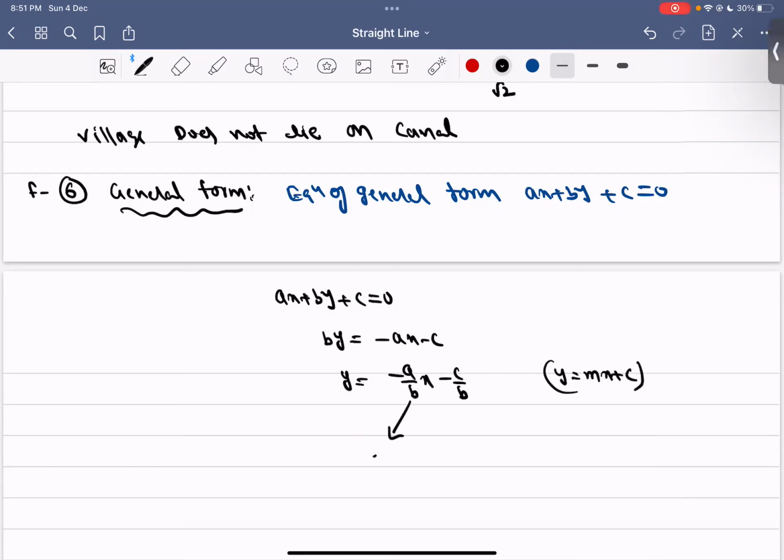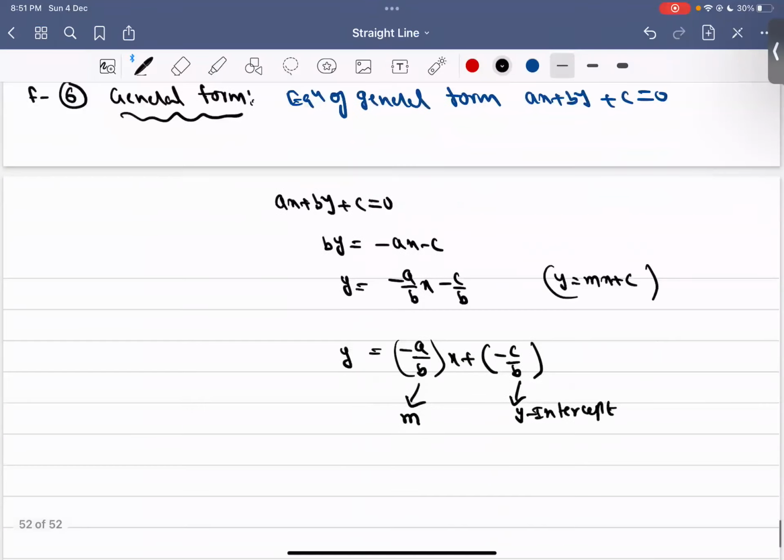Here minus a by b is the slope. You can write one more step: y is equal to minus a by b into x plus minus c by b. So this one is the slope and this one is the y-intercept. Yes or no? So we converted this into slope-intercept form.